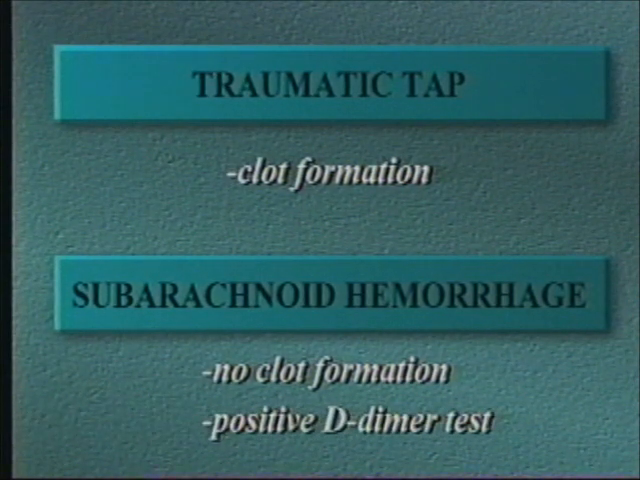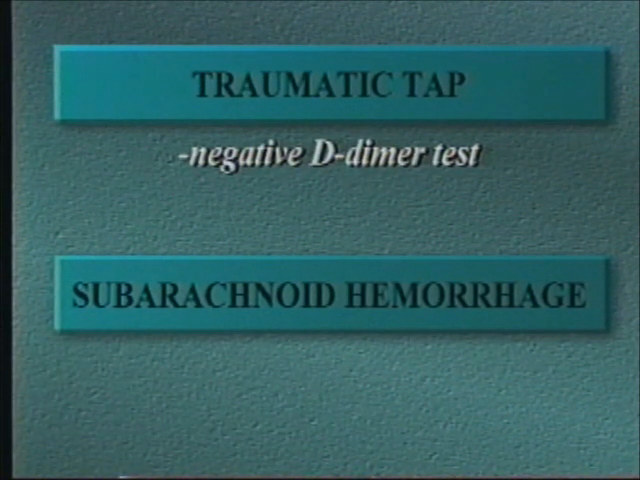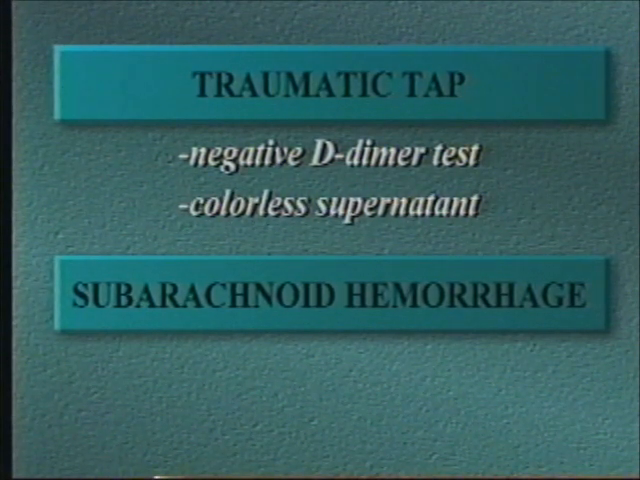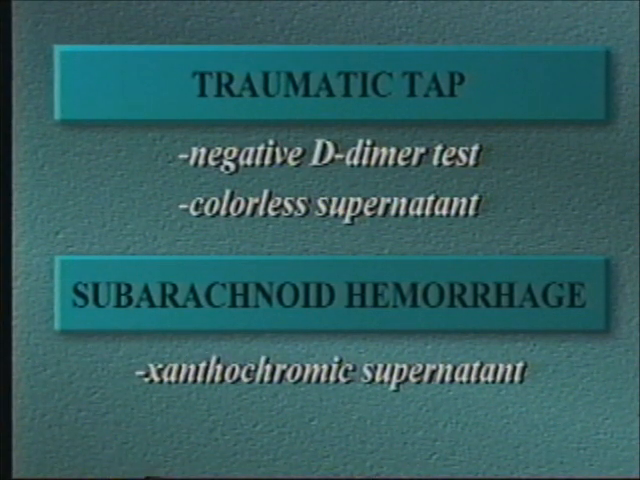A positive D-dimer test is a better confirmation of this process. The D-dimer test will be negative in a traumatic tap since there are no breakdown products of the fibrinolytic system. If the blood present is due to a traumatic tap, the supernatant will be clear after centrifugation of the sample. From our schooling, we all remember a xanthochromic supernatant is a hallmark of a subarachnoid hemorrhage. The presence of a blood-tinged supernatant is due to the breakdown of red blood cells within the central nervous system.